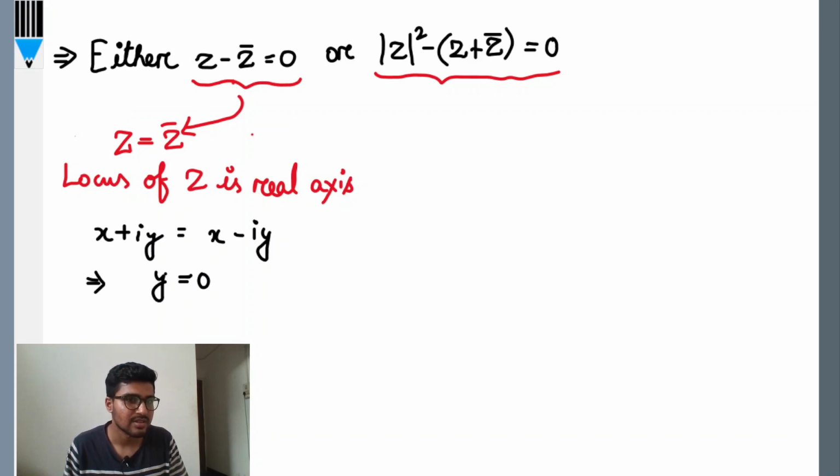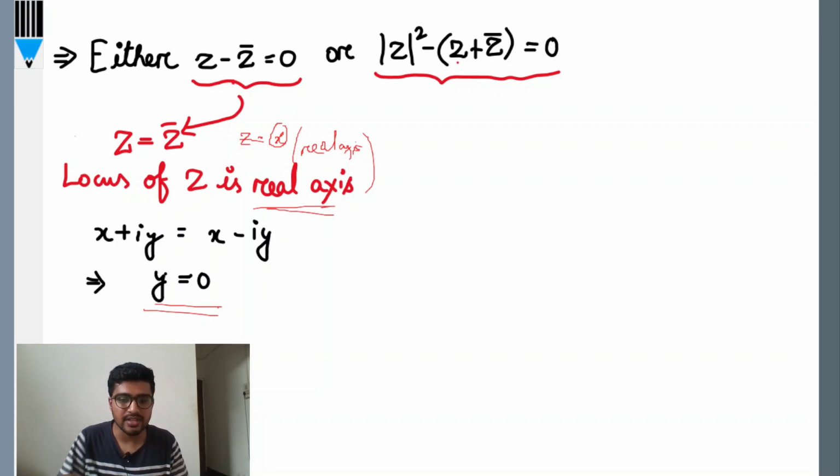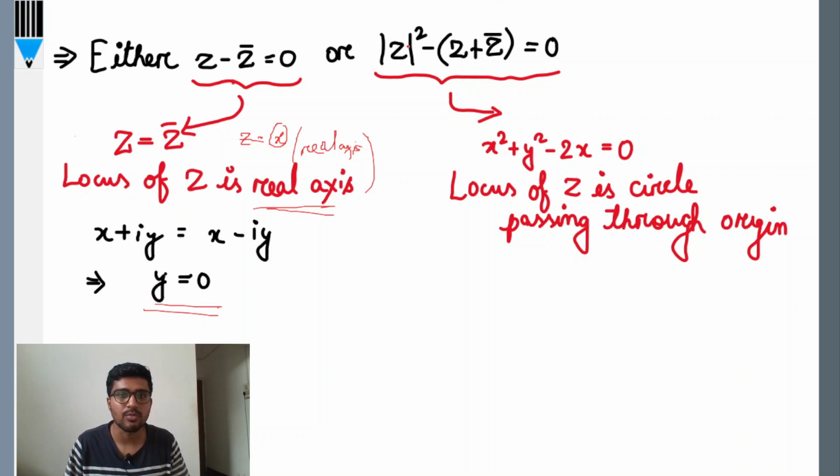z equals z bar is only possible when z equals x, just the real part is there, there is no imaginary part. So z bar equals z means y equals 0, it just contains x. This is the equation of the real axis. The locus of z is the real axis, we can clearly see this. Okay, real axis.